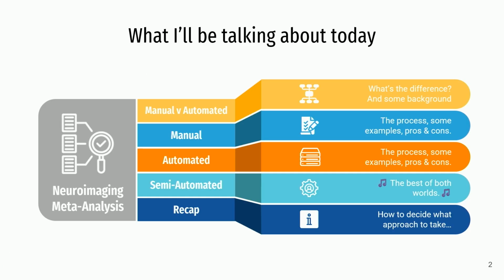Just a brief roadmap of where we're going to be for the next 20 minutes: I'll give you a little bit of background and a little bit of differences between manual versus automated meta-analyses. We'll dig in a little bit deeper on each of these topics, talk about the process of how to go through these types of analyses. We'll present some examples and then some pros and cons of each of these approaches. And then we'll give you a preview of the tutorial that we'll be going through as well, which is what we would like to say is the best of both worlds, and that'll be a semi-automated meta-analysis process, and then we'll recap.